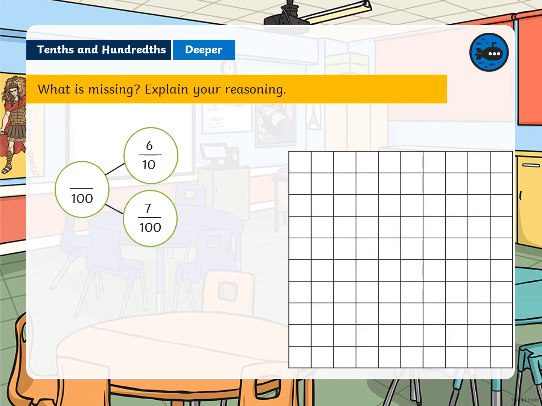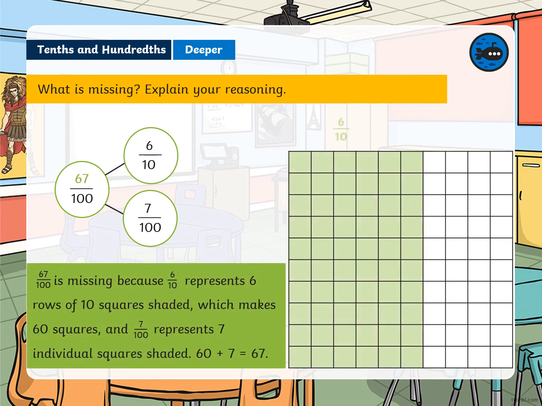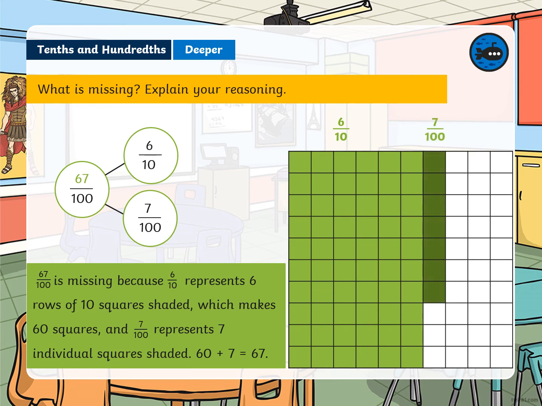Okay. Let's have a look at this one here. So this is our part whole model. This time we've got the 2 parts, but we don't have the whole. What is missing? I have 6 tenths and 7 hundredths. What could be missing? Well, it's 67 hundredths, isn't it?